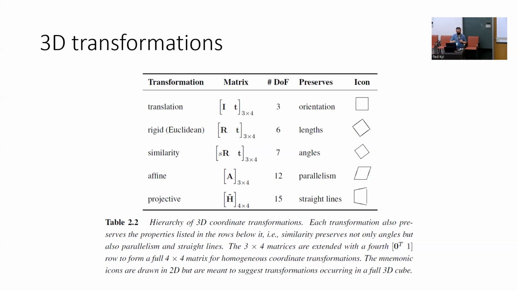Translation is motion, but again, it has 3 degrees of freedom. It can move left, right, up, down, forward, backwards, right? Rigid is rotations. Similarity allows for stretching and shrinking, right? Affine allows skew, and then projection is the hardest one, which then even breaks parallelism.